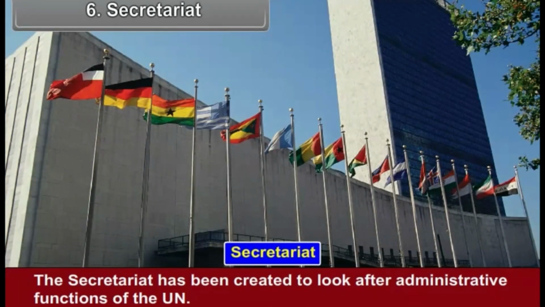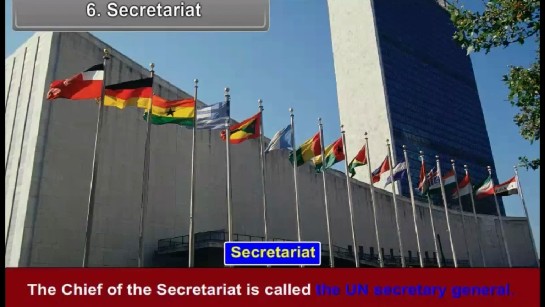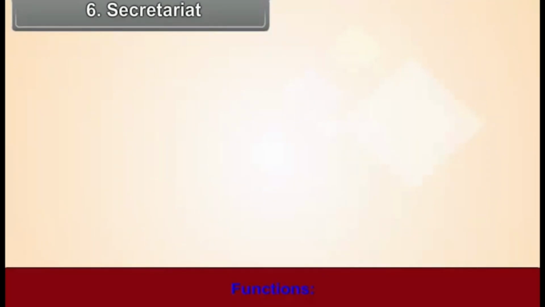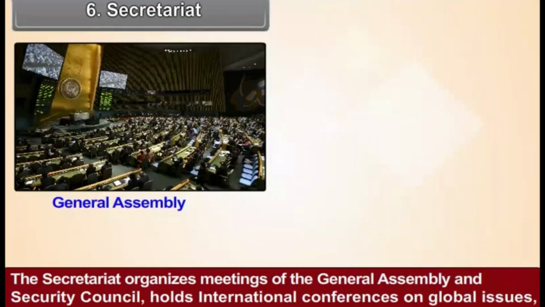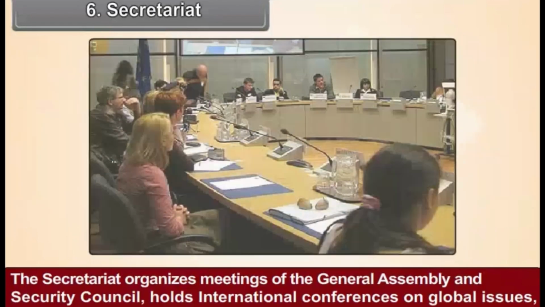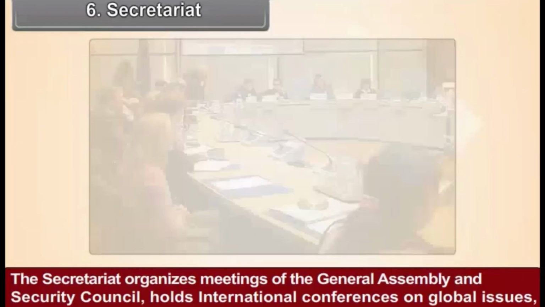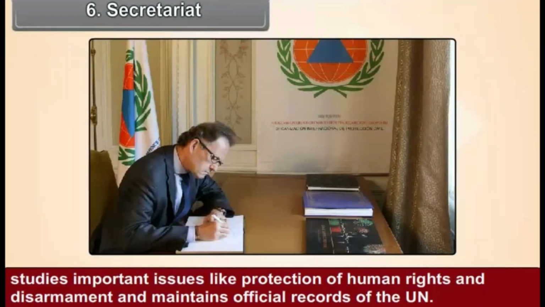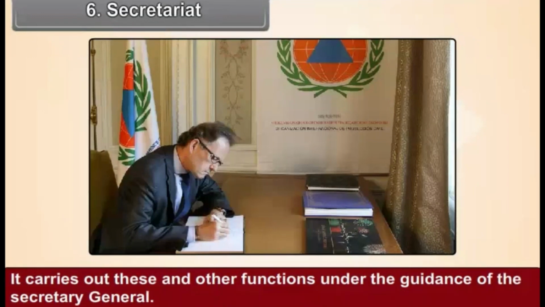Secretariat. Structure. The Secretariat has been created to look after the administrative functions of the UN. The Chief of the Secretariat is called the UN Secretary General. The General Assembly and Security Council collectively select the Secretary General for a period of 5 years. Functions. The Secretariat organizes meetings of the General Assembly and Security Council, holds international conferences on global issues, studies important issues like protection of human rights and disarmament, and maintains official records of the UN. It carries out these and other functions under the guidance of the Secretary General.